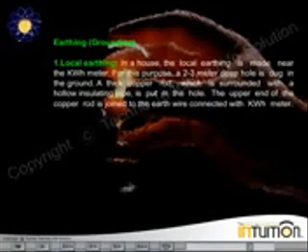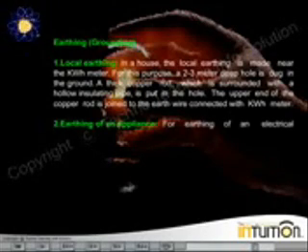Earthing. Grounding. First, local earthing. In a house, the local earthing is made near the kilowatt-hour meter. For this purpose, a 2 to 3 meter deep hole is dug in the ground. A thick copper rod which is surrounded with a hollow insulating pipe is put in the hole. The upper end of the copper rod is joined to the earth wire connected with kWh meter.